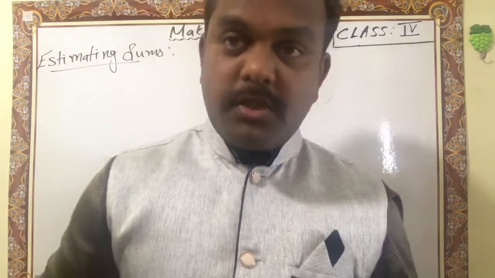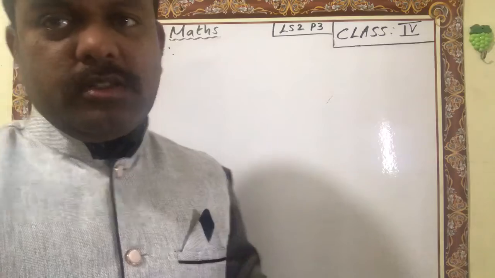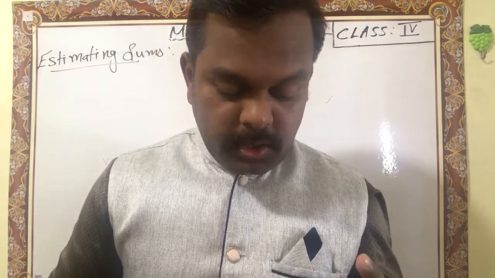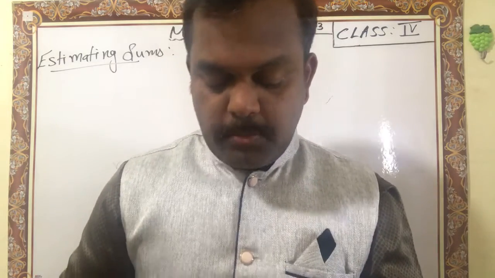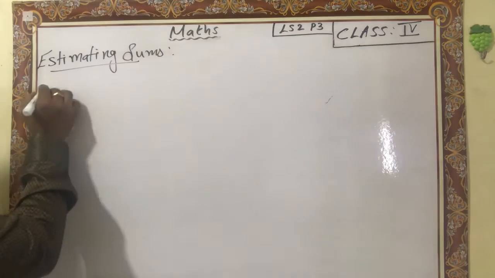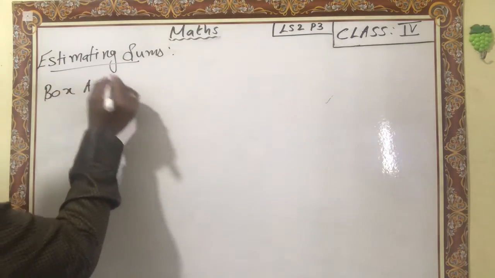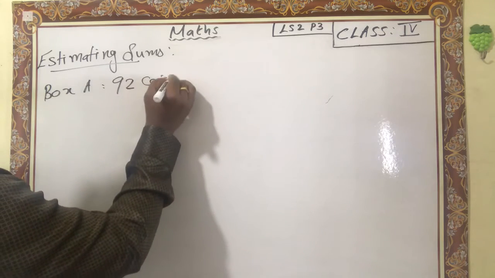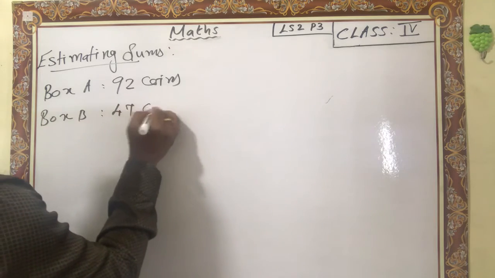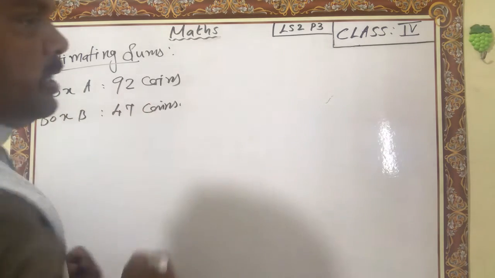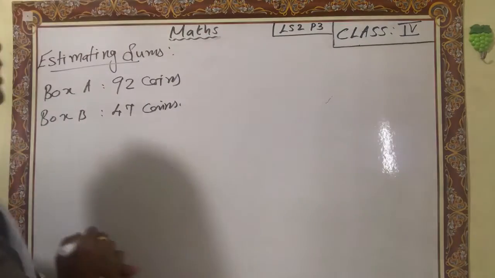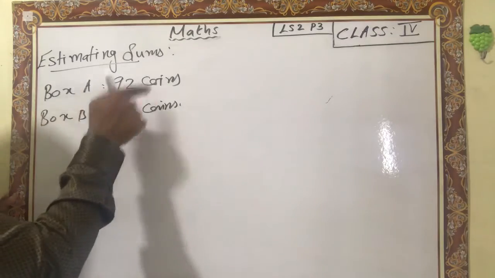First question: two boxes, box A and box B. In box A, 92 coins. In box B, 47 coins. Estimate the sum. Sum means addition, so add. How to add? See, box A, 92 coins.